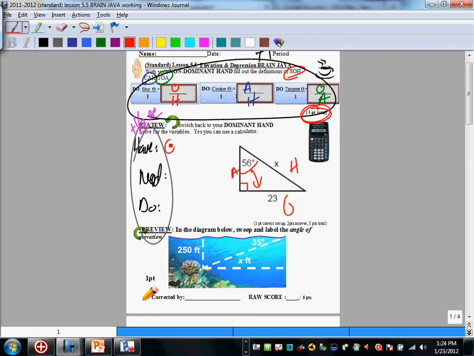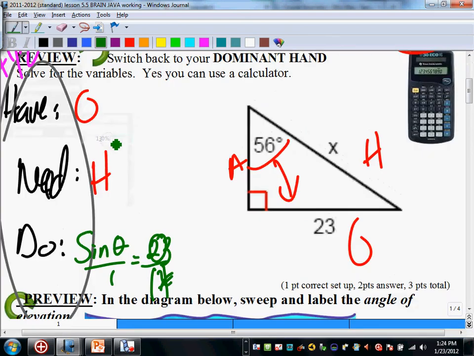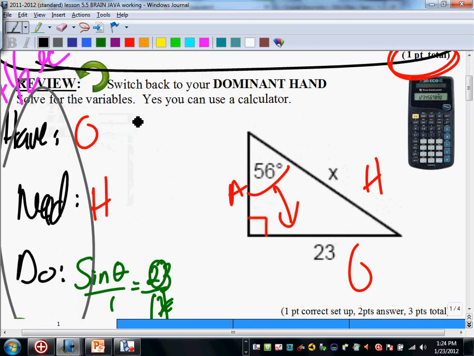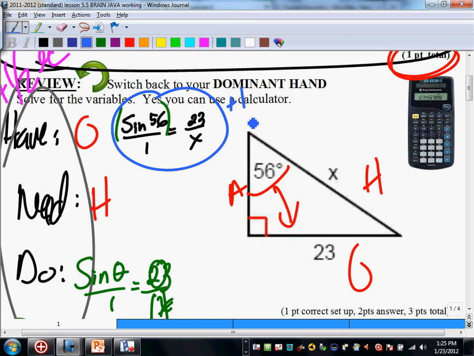We have the opposite. We need the hypotenuse. What are we going to do? Have me do sine of theta over 1 equals 23 over x. Oh, the sine, excuse me, that's opposite over hypotenuse. Now, this is what gets itself 1 point. If they write sine of 56 over 1 equals 23 over x, and put parentheses around that, that alone is the correct setup. That alone is plus 1.